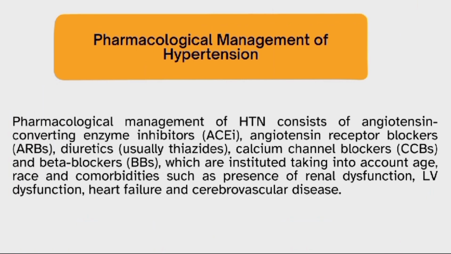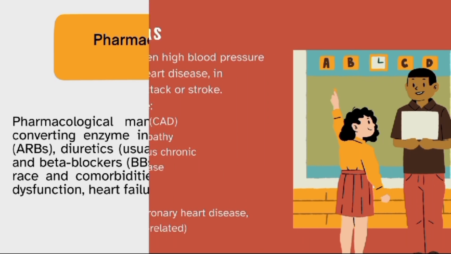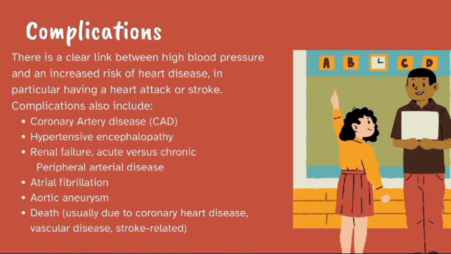Pharmacological management of hypertension consists of angiotensin converting enzyme inhibitors (ACEIs), angiotensin receptor blockers (ARBs), diuretics (thiazides), calcium channel blockers (CCBs), and beta blockers (BBs), which are instituted taking into account age, race, and comorbidities such as presence of renal dysfunction, left ventricular dysfunction, heart failure, and cardiovascular diseases.